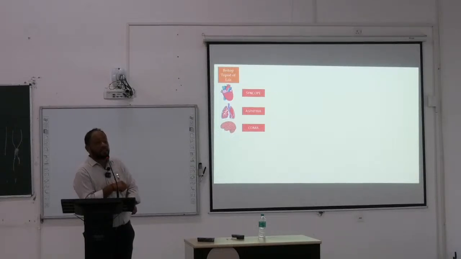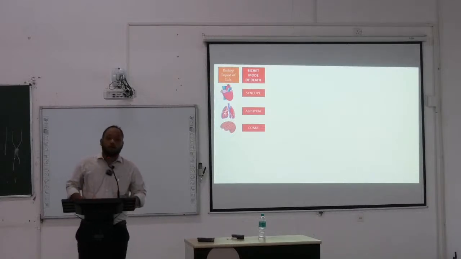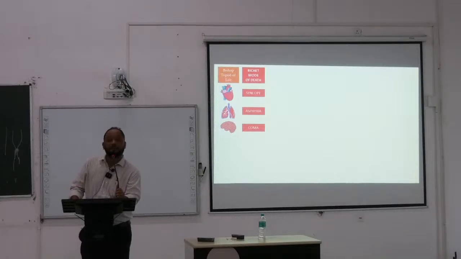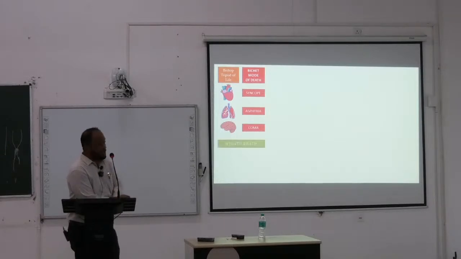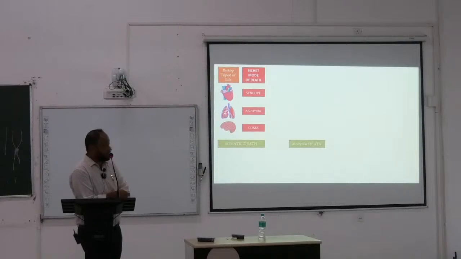This is called the tripod of death, Bichat. Modes of death, three modes of death. Okay? Now, what were the signs of death? Three different types of signs of death. Does anything come to mind? Okay. What is a type of death? Somatic death. And after that, molecular death. In between somatic and molecular death, what is there? The period is called the supravital period.